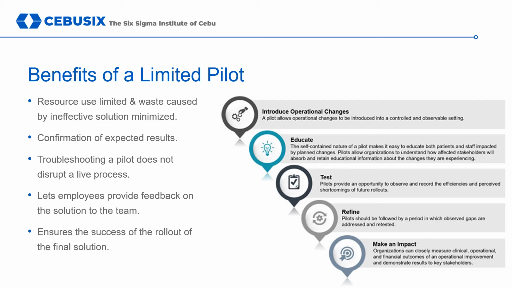But there are many benefits to piloting a solution. The use of resources is limited, which reduces waste if the solution turns out to be incorrect or not effective in resolving the problem. It provides a confirmation that expected results will occur and allows troubleshooting of a new solution on a smaller scale in order to minimize disruption during full transition. And it also lets employees outside of the Six Sigma team provide feedback on the solution and implementation to make sure that the final rollout is more successful.